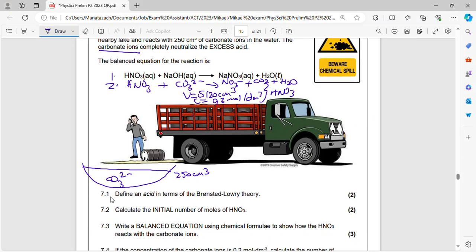The first question says, define the acid in terms of Bronsted-Lowry theory. So basically the acid is the H plus ion donor. That is as simple as that.